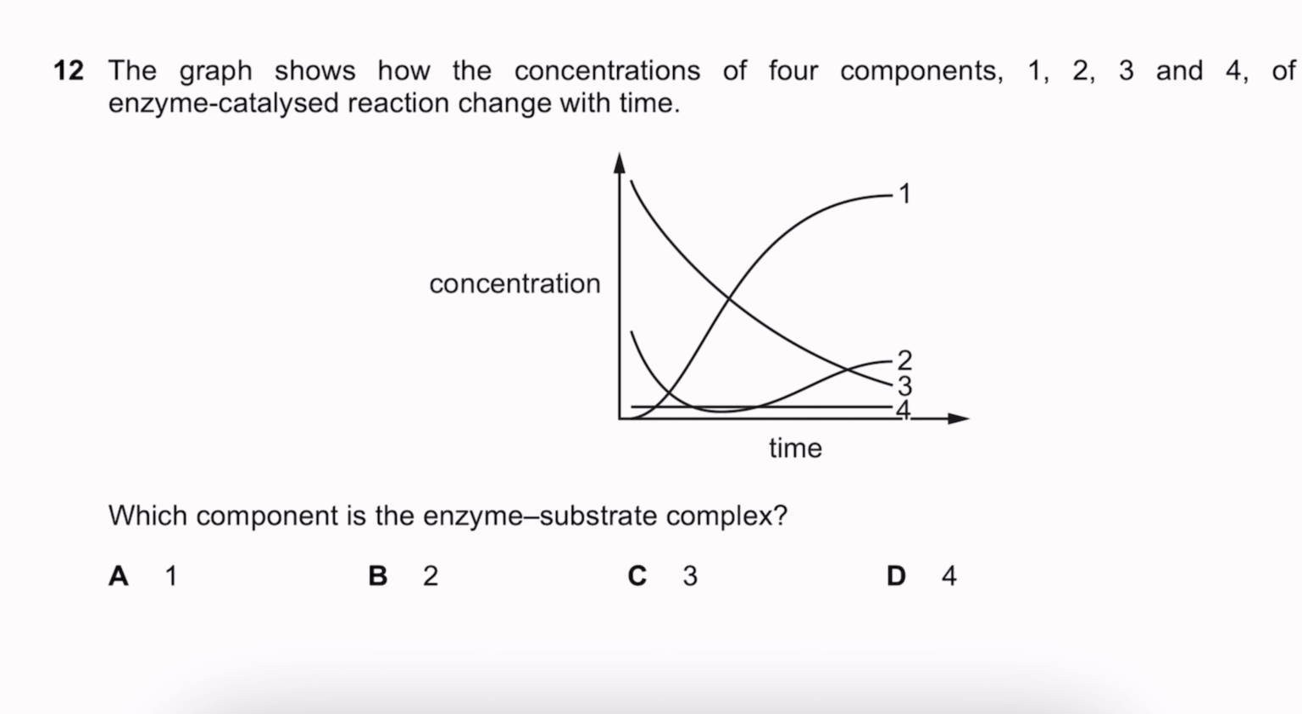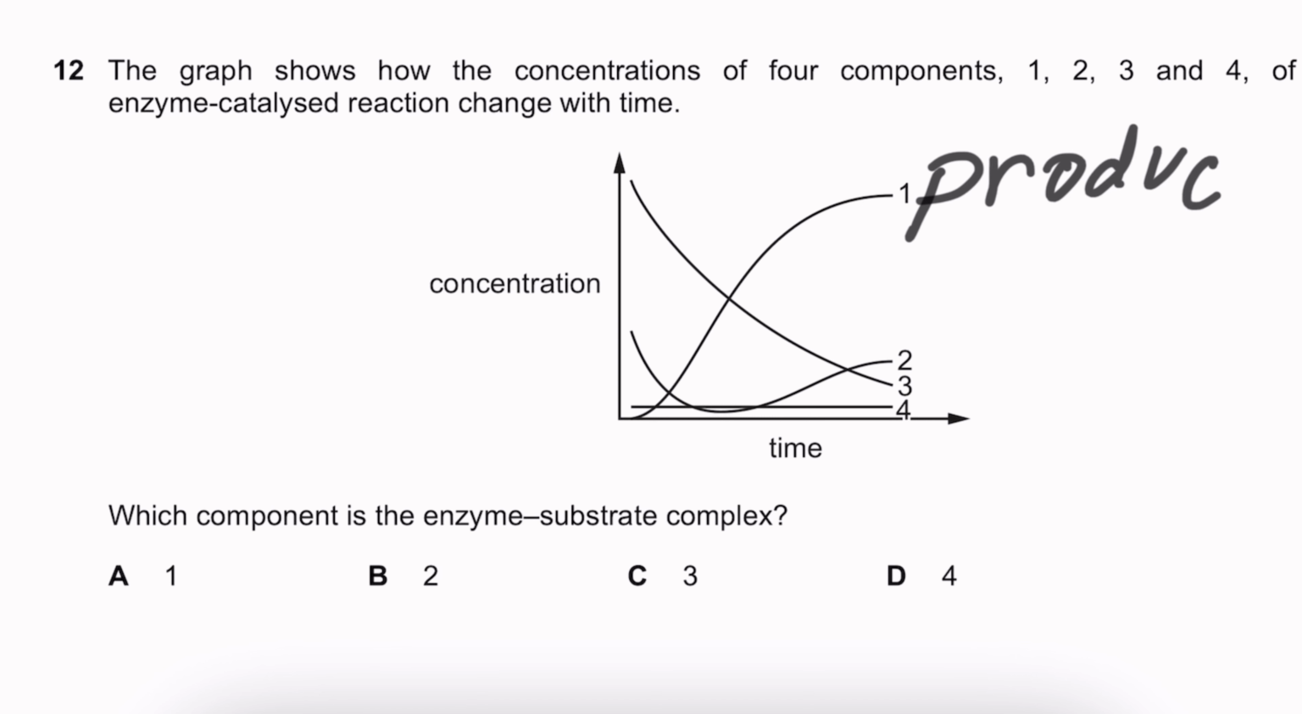Which component is an enzyme substrate complex? Let's first look at the graphs and label them, and hence be able to determine what is the enzyme substrate complex. So for number 1, we can see starting concentration is 0, and then it increases as time goes farther. So we can assume this is the product concentration.